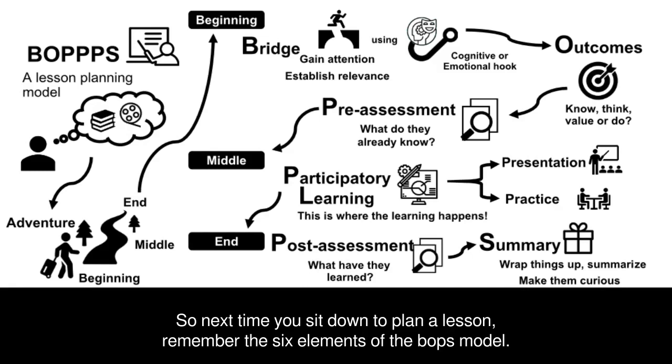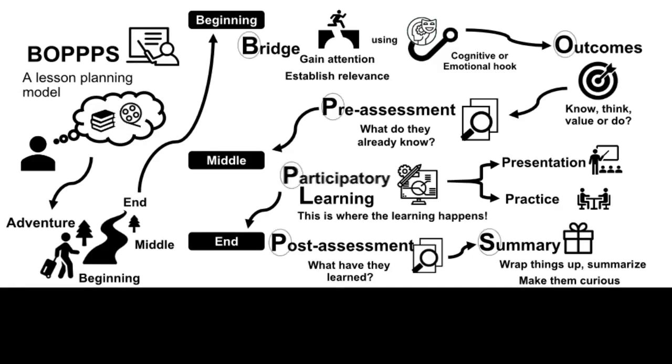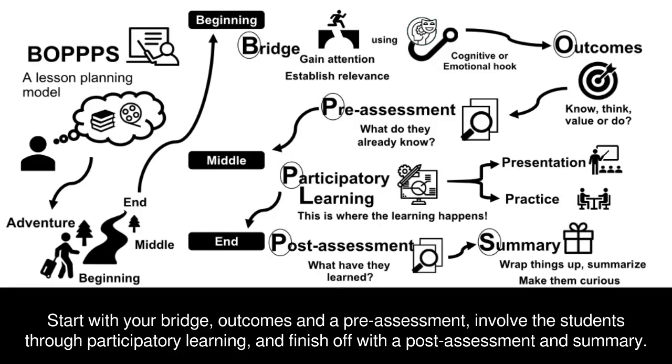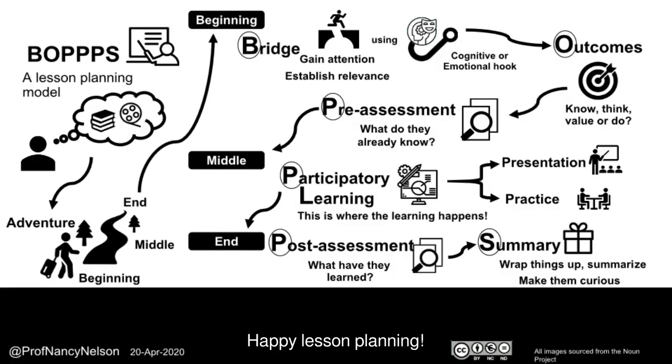So next time you sit down to plan a lesson, remember the 6 elements of the BOPPPS model. Start with your bridge, outcomes and a pre-assessment, involve the students through participatory learning, and finish off with a post-assessment and summary. Happy lesson planning!